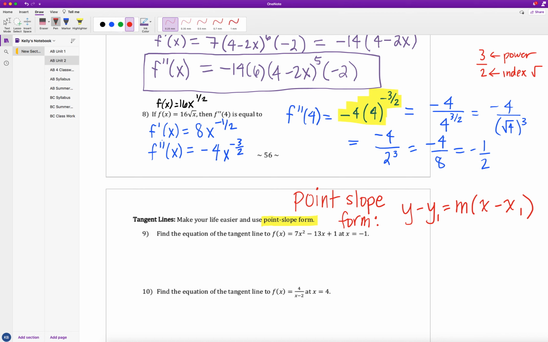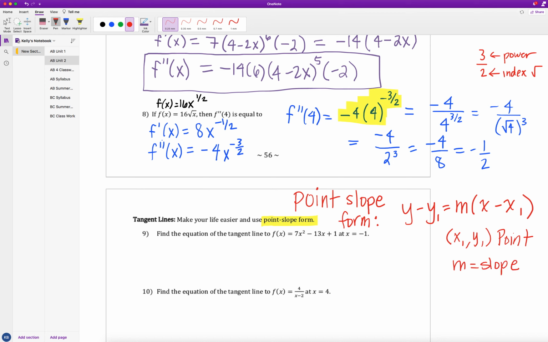So let's look at this first example. We want to find the equation of the tangent line to f of x, which equals 7x squared minus 13x plus 1 at x equals negative 1. Well, I have point-slope form over here, and I want us to look at it just as a little algebra review. So point-slope form tells us y minus y1 equals m times x minus x1. And in this case, x1 comma y1 is our point that we have for our equation, and m is equal to our slope.